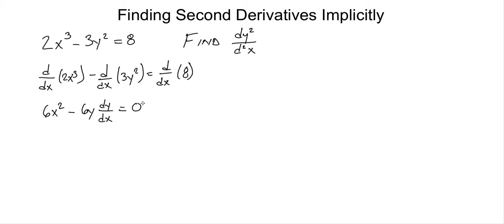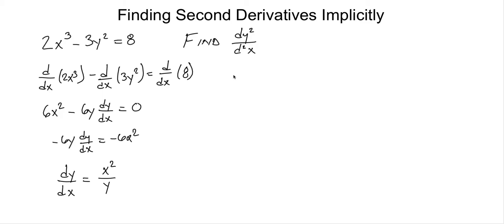And just like before in the last video, we need to make sure that we get the dy dx on its own. So that means that we get a negative 6y dy dx is going to equal a negative 6x squared. And if we divide both sides, we're going to get dy dx. And that's going to equal a positive x squared over y. So this here would be the first derivative. Now it would be y prime.